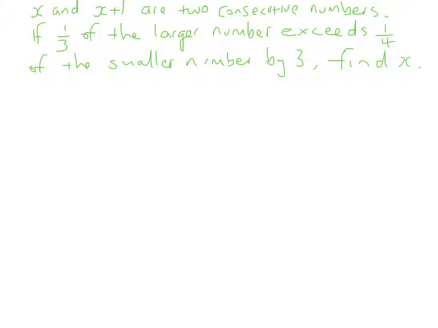So the first part it says is if a third of the larger number, so 1/3 of the larger number is going to be 1/3, the larger number is x plus 1. And that says if it exceeds a quarter of the smaller number by 3, that's going to mean that we write this as equals a quarter of the smaller number plus 3. So this is 3 bigger than a quarter of the smaller number we've got written on the right hand side. And that's the initial equation set up. We now need to solve this equation.